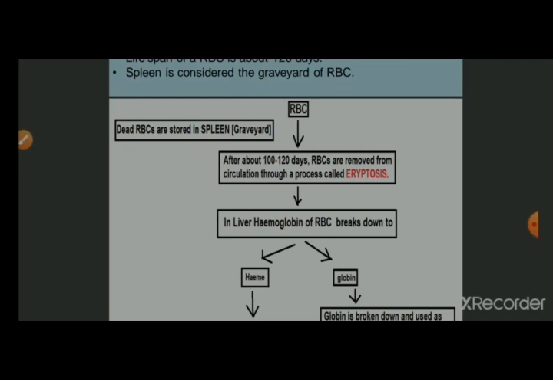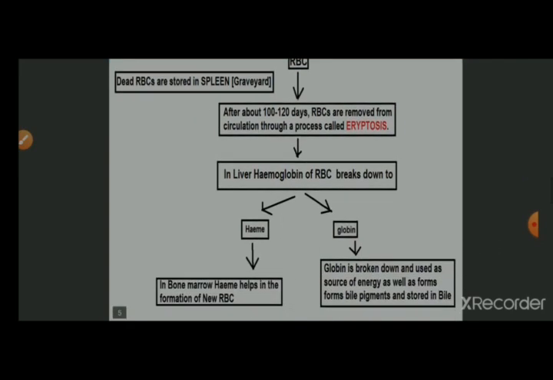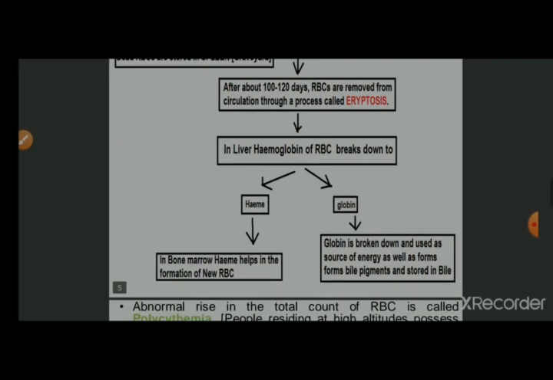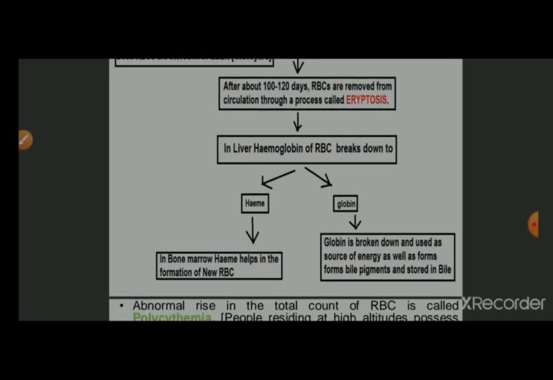Hemoglobin is broken down to heme and globin, while the dead RBCs are stored in the spleen, that is if they are in excess. In the liver, what happens? Heme that is formed goes and enters into the bone marrow for the formation of new RBC, while the globin is broken down and used as a source of energy, as well as forms bile pigments and is stored in the bile.